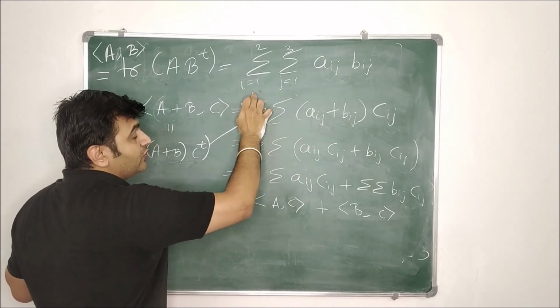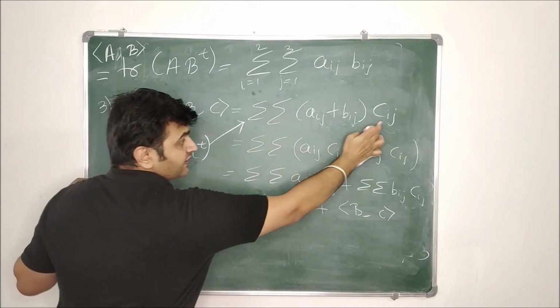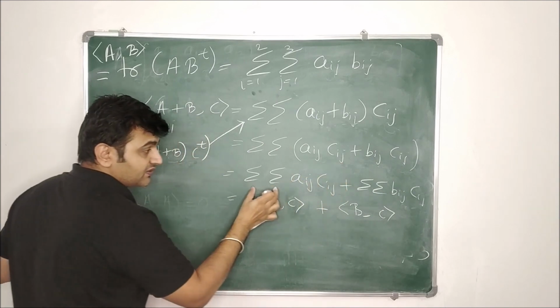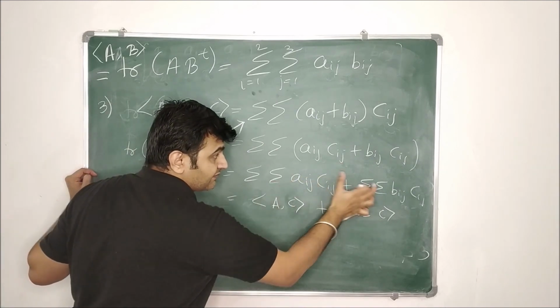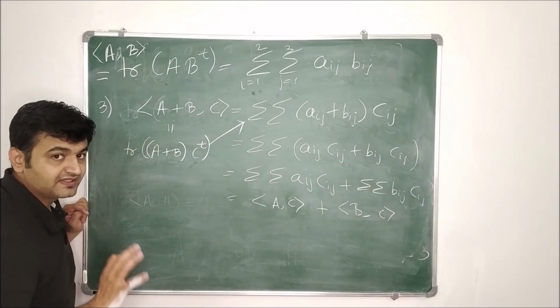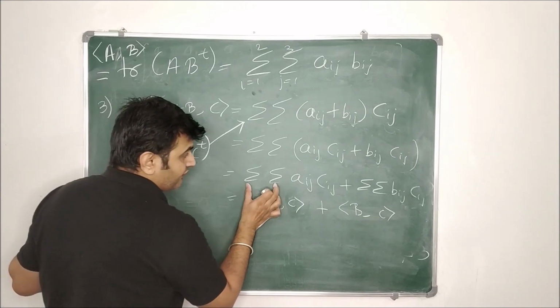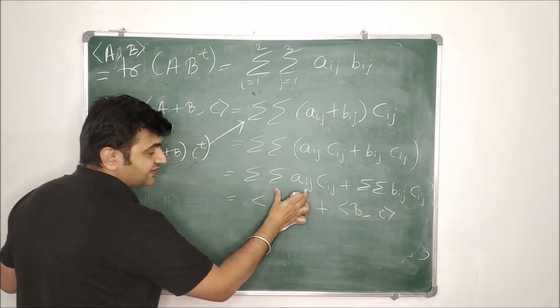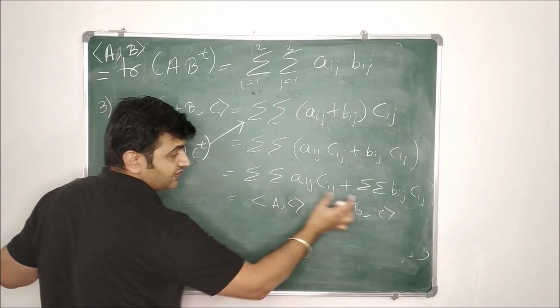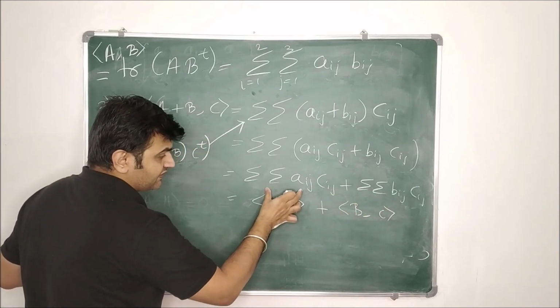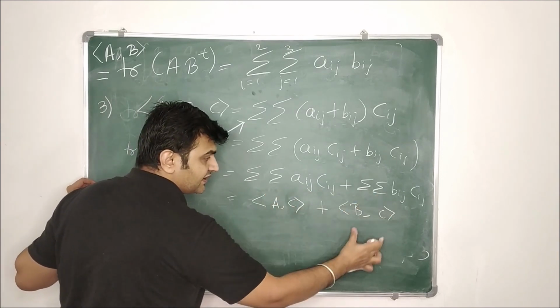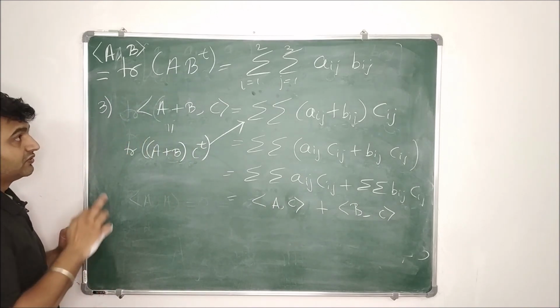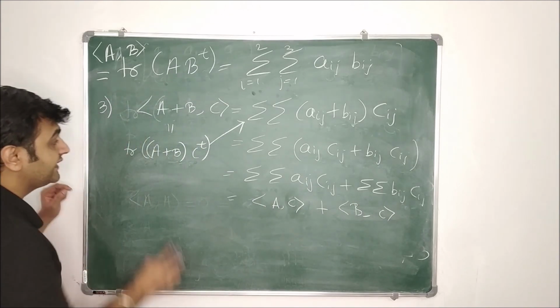This is equal to summation of Aij plus Bij into Cij by definition, and I will go from 1 to 2, J will go from 1 to 3. Then you take this Cij inside. Now since the sum is finite, you can split the summation. Okay, it's not always easy for infinite summation, but for finite summation you can always split. This is nothing but trace of A C transpose plus trace of B C transpose, which is nothing but inner product of A comma C plus inner product of B comma C. So therefore this map satisfies the linearity property as well.